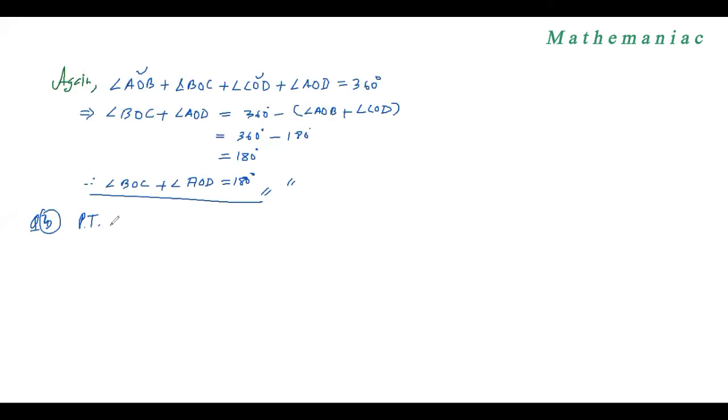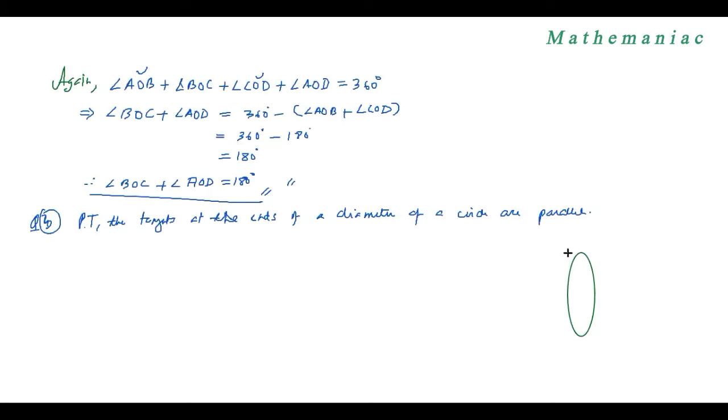Prove that, PT means prove that the tangents at the ends of a diameter of a circle are parallel. This is what you have to prove. So it's a very easy problem. So let us draw the circle and then we will be doing the proof easily.